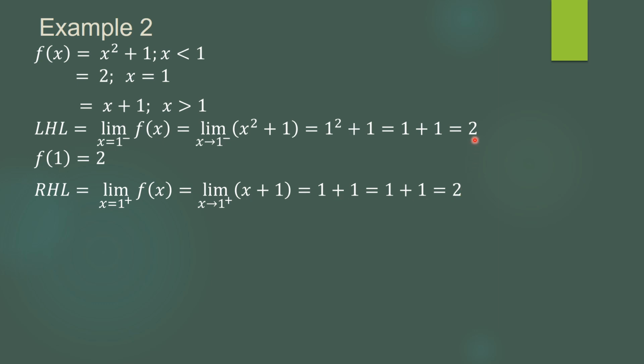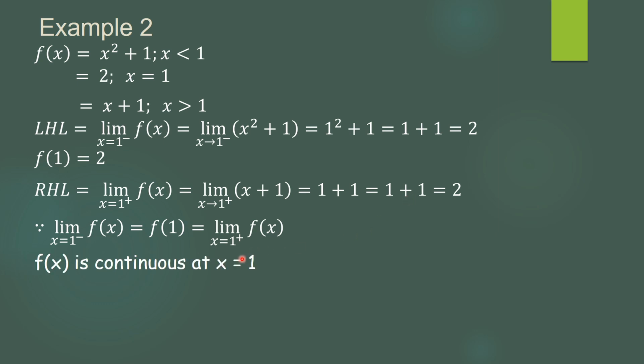Now here what we observed, the left hand limit was 2, f of 1 is also 2, and the right hand limit is also 2. Since all three are equal, it implies that f of x is continuous at x is equal to 1.